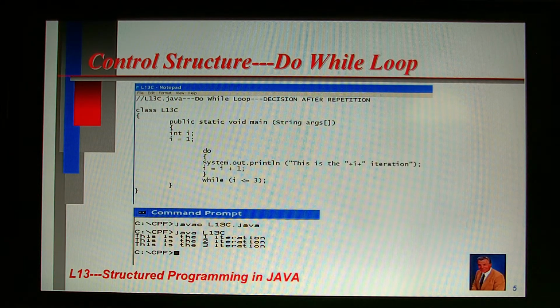Okay, let's take a look at the structure of the do-while loop control structure, namely do, left brace, system.out.println, left paren, double quote, this is the double quote plus I plus double quote iteration, double quote, right paren, semicolon, I equal I plus 1, right brace, while, left paren, I less equal 3, right paren, semicolon. First, the do-while loop header part, just do. While the do-while header sets the stage for the repetition code that follows, sandwiched between the braces.